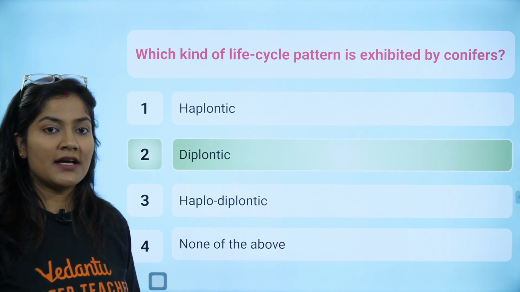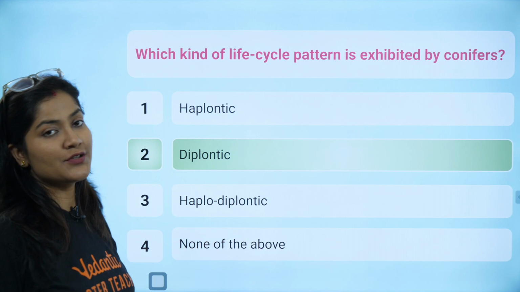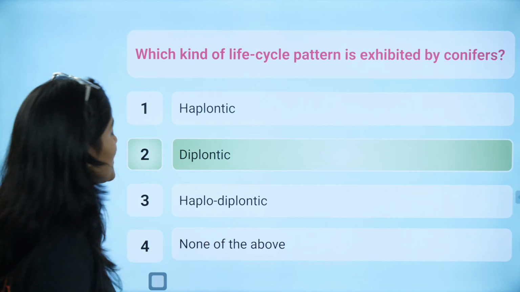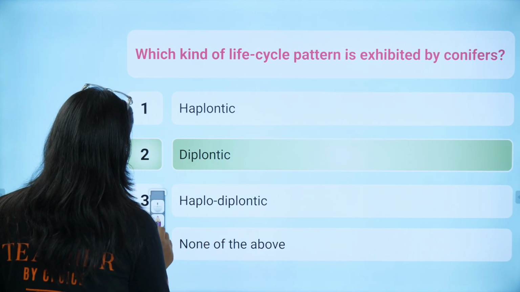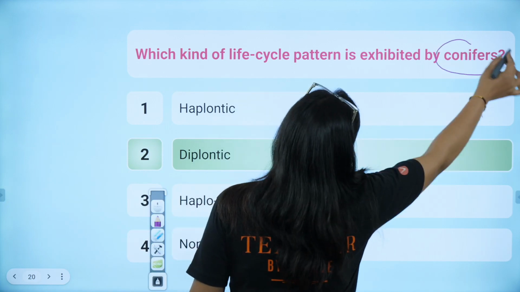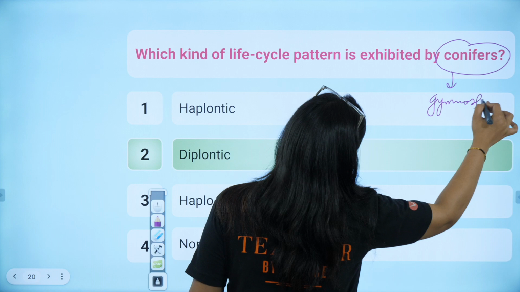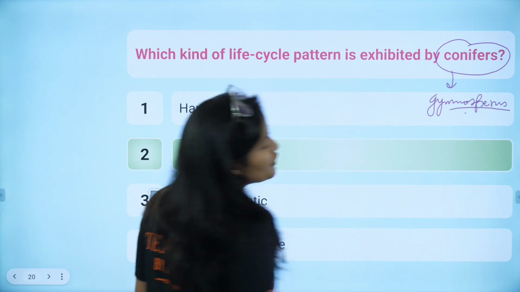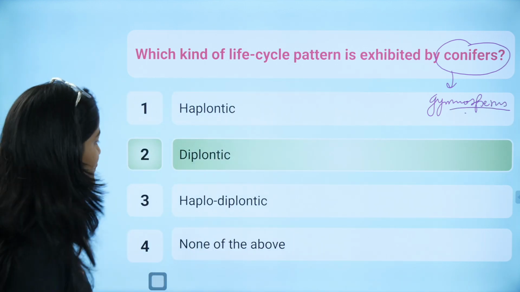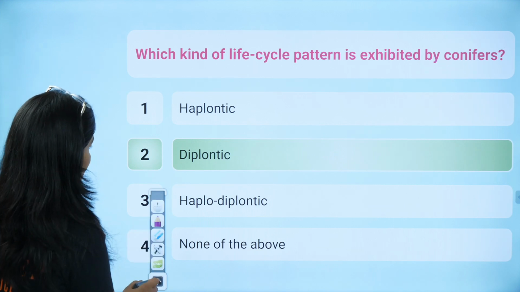Time's up, and the correct answer is Diplontic, right? So they are going to show your Diplontic phase. The word conifer means that we are talking about your gymnosperms, right? So gymnosperms are your conifers, and they are going to have your Diplontic life cycle.